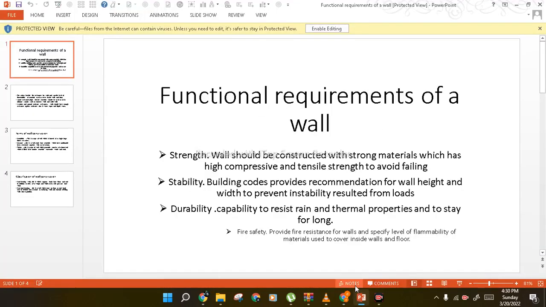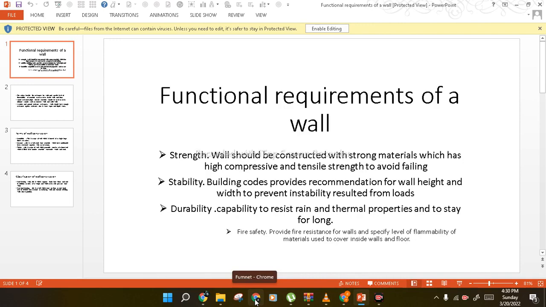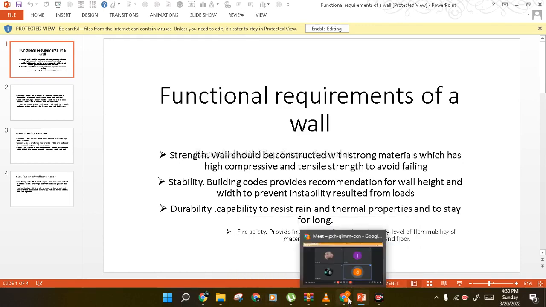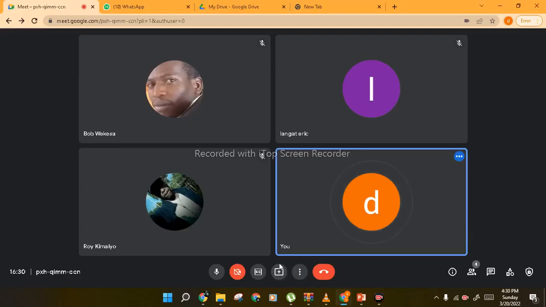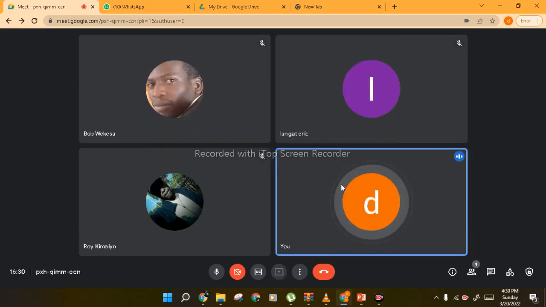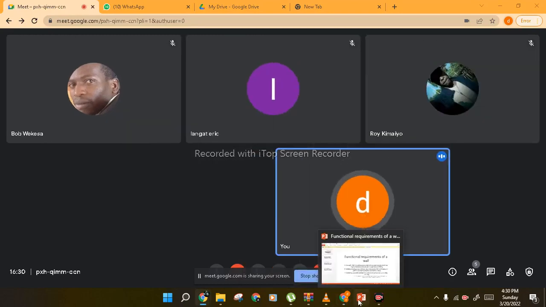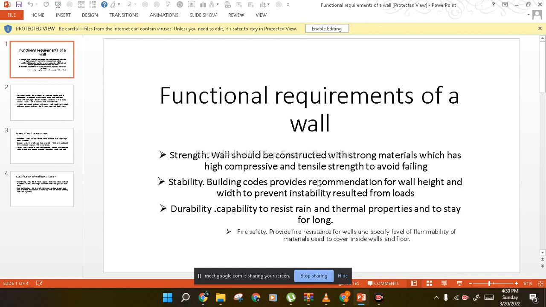And maybe before that, I can just define for you a wall, such that a wall is a continuous vertical brick or stone structure that encloses or divides an area of land. So I'll share my screen so you can see what we are discussing. Today we are going to discuss the functional requirements of a wall. Now that you know a wall, there are requirements. We need a wall to stand.